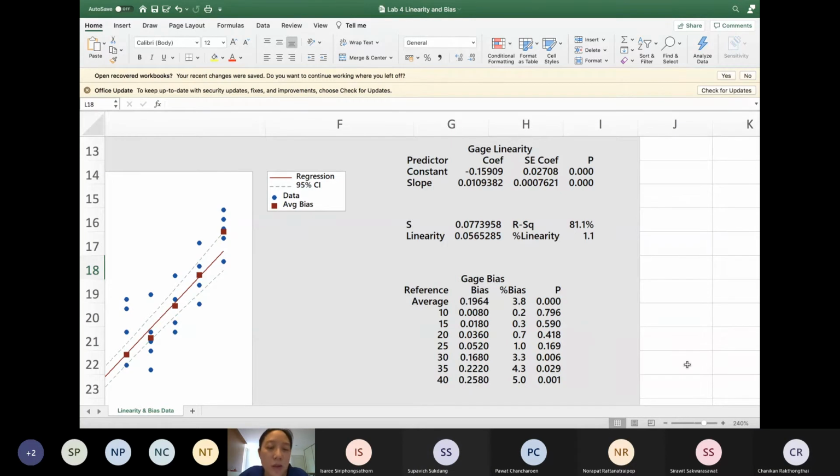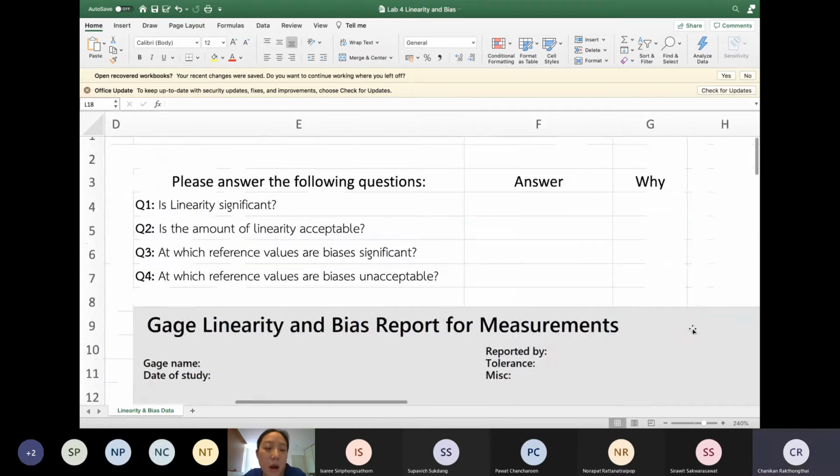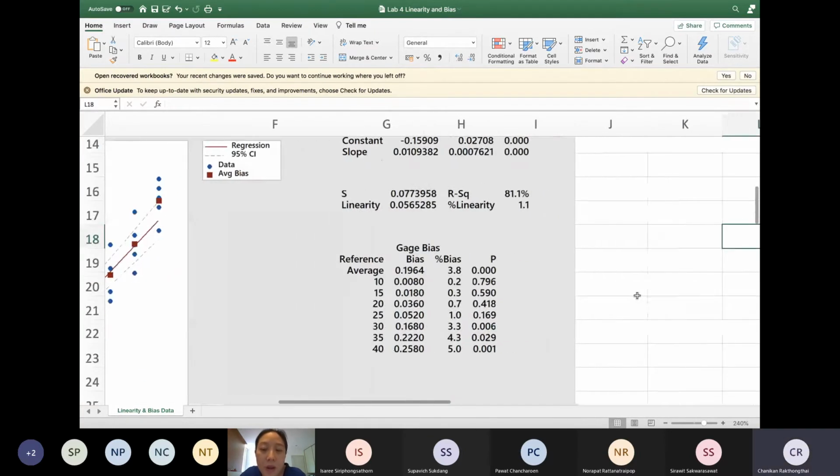The last question. At which reference values are biases unacceptable? We have to take a look at the data output again. Which indicator should you take a look at? Supicha, please. Percent bias.